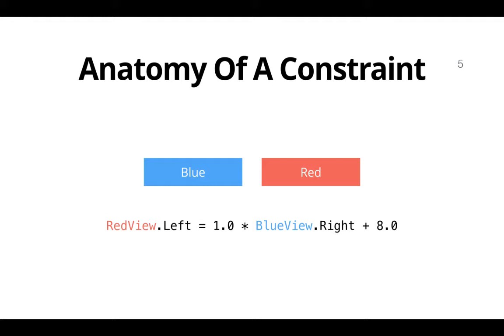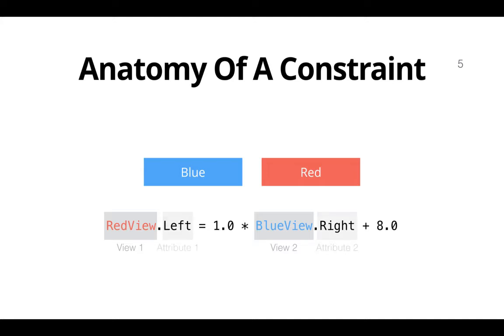And here's what a constraint could look like. Now, this constraint right here is the constraint that applies a little bit of spacing between the blue and the red view that we have right here. Now, what does this equation need? It needs, first off, two views. I already mentioned that. In our case, this is the red view and the blue view.